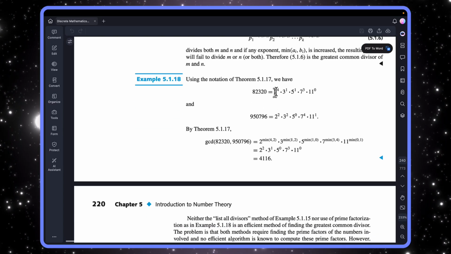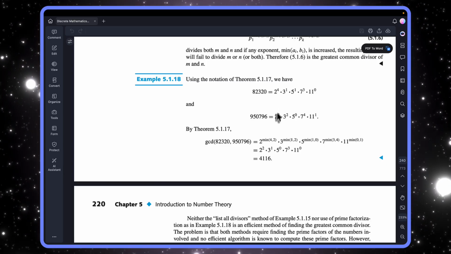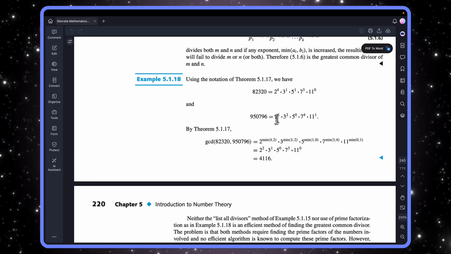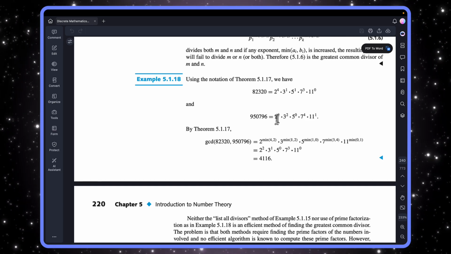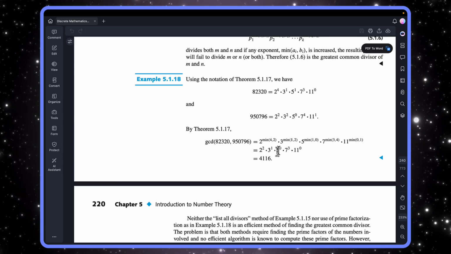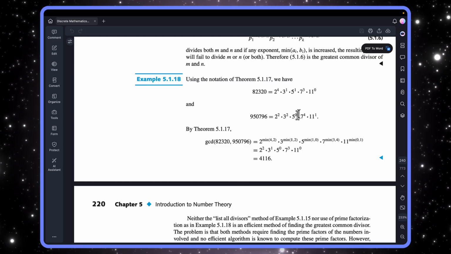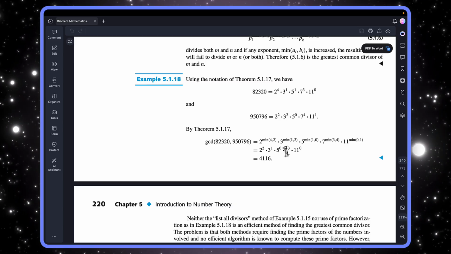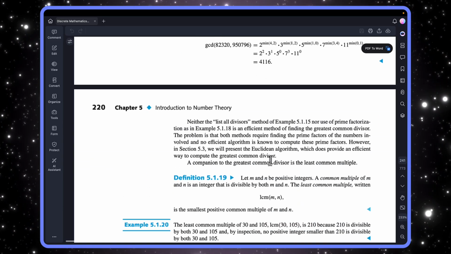And here's an example of how that's used. This number turns out to be that, and this number turns out to be that. So you just look at the least exponent of 2, which is 2. And you can see down here what they're doing: 5 to the 0, 7 cubed, and 11 to the 0 power, and there you have it, okay?